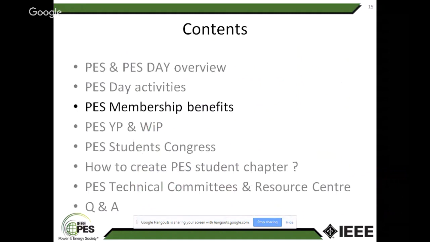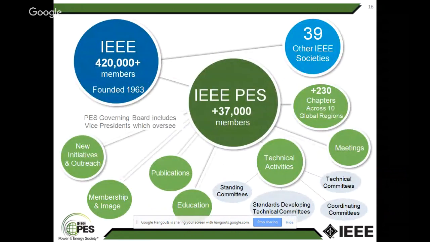The third point is PES membership benefits. Nowadays, we have more than 37,000 PES members and more than 420,000 IEEE members across 39 IEEE societies and 230 professional chapters across 10 global regions. I'm talking only about PES.